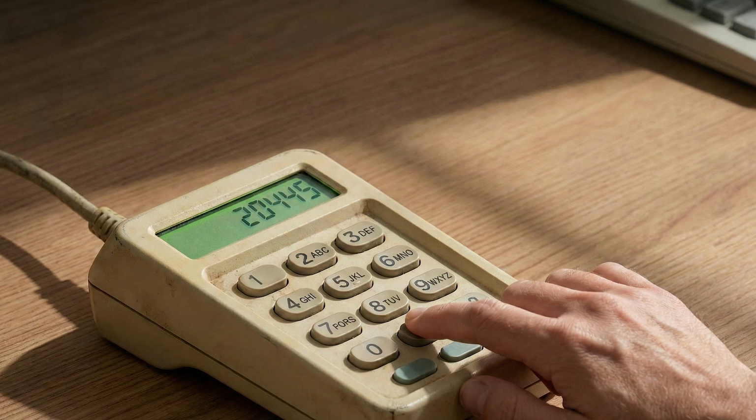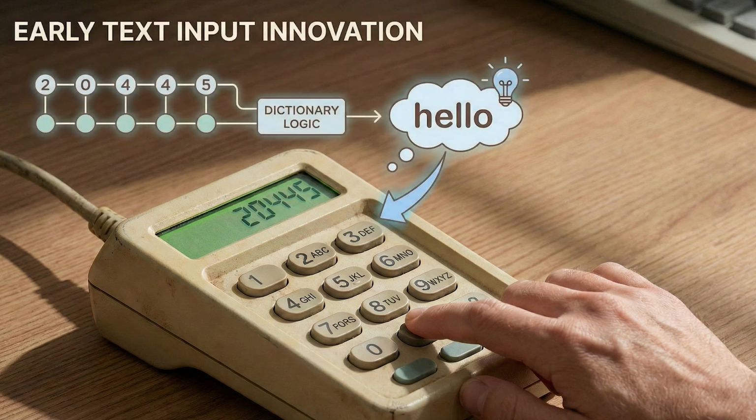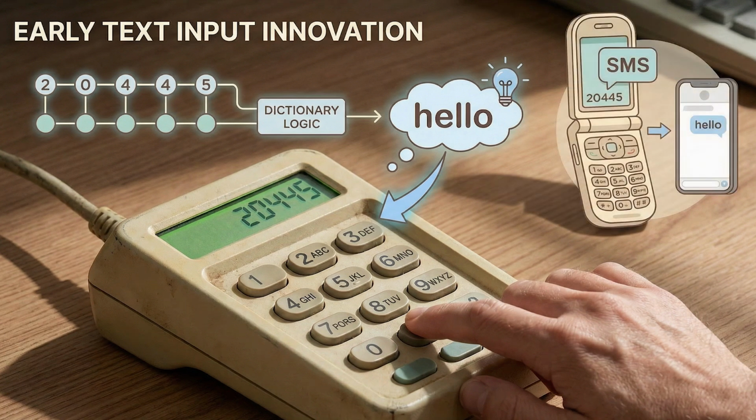By assigning letters to each number key, a user could type a sequence of digits like 20445. The system would then consult a dictionary and, leveraging the redundancy of the German language, correctly deduce the word "hallo." This very same principle was rediscovered years later for sending SMS messages on mobile phones.